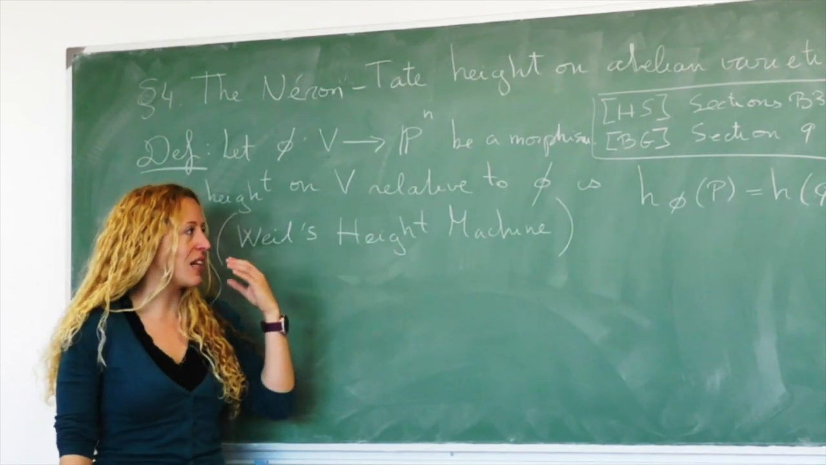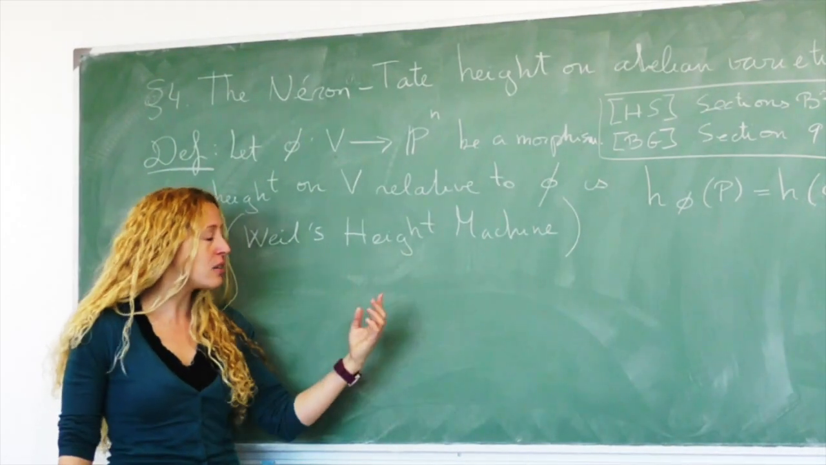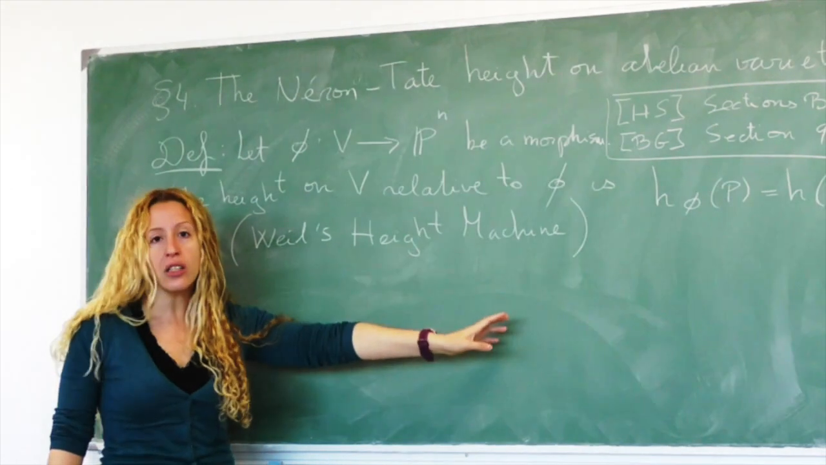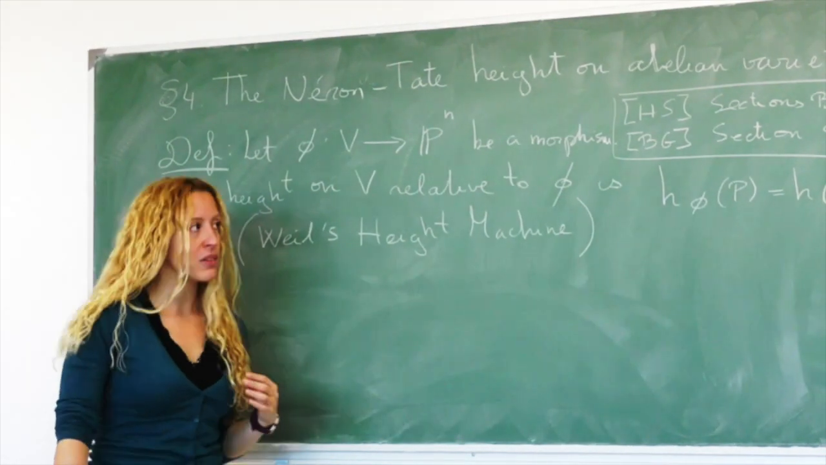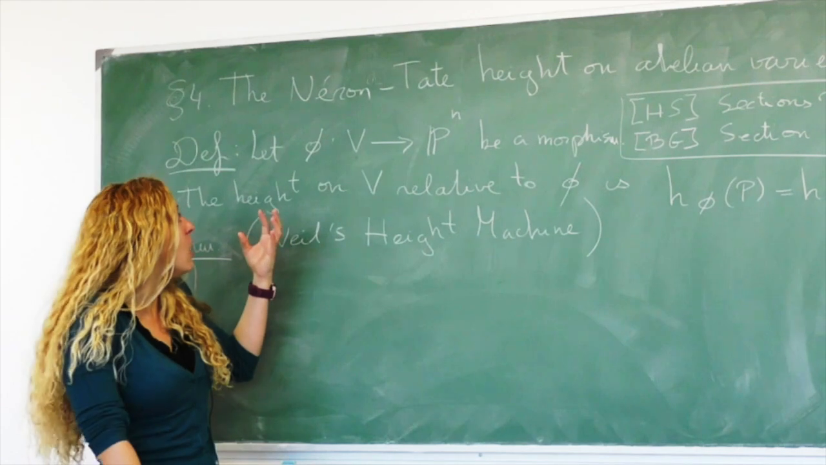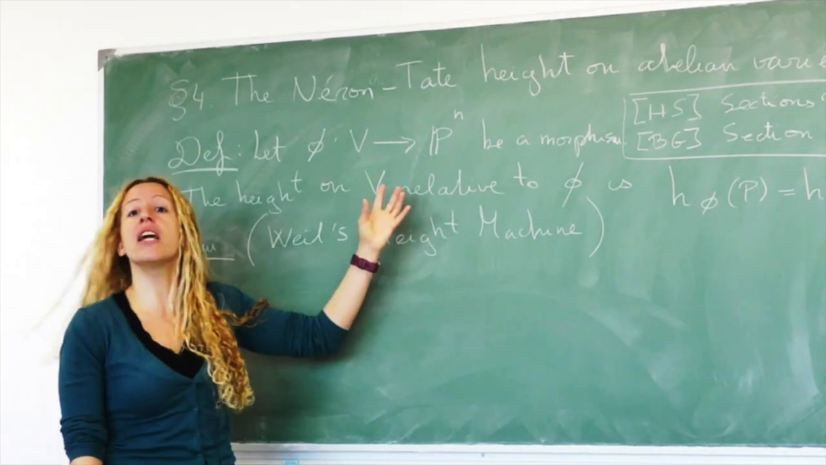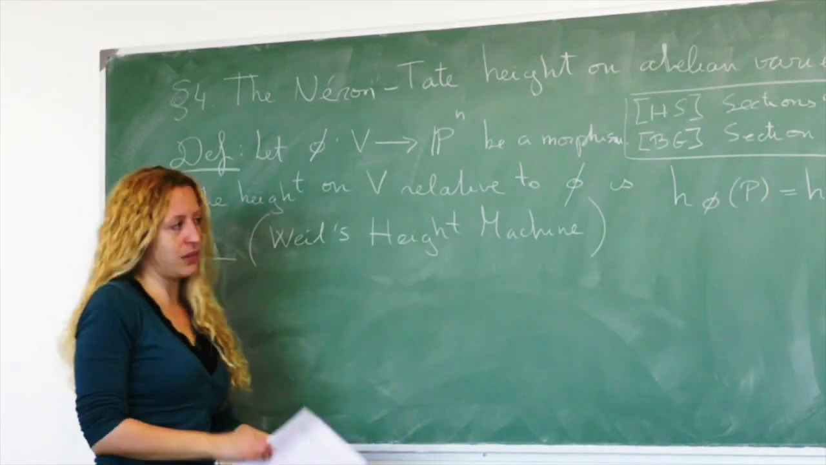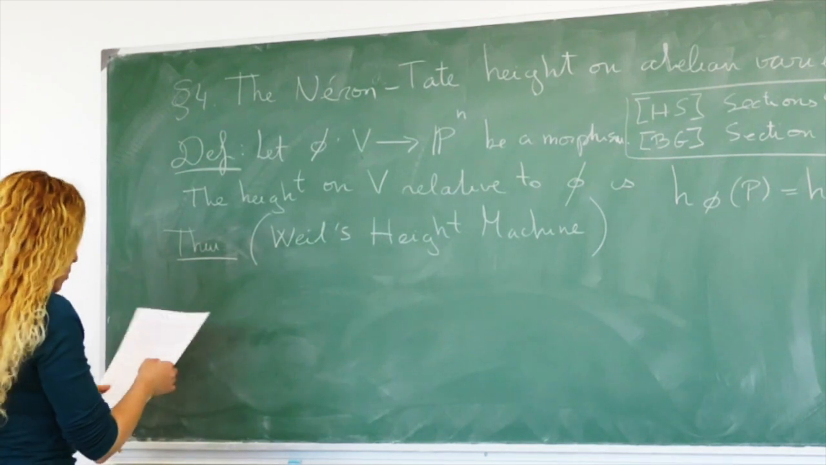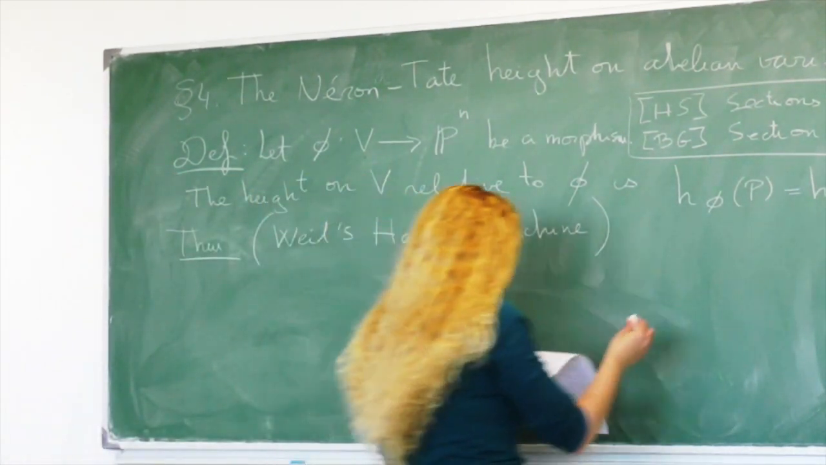Of course, later on we are going to choose the height that we like the most, or we are going to study the different properties of the heights that we produce with this machine, how they are related, and how we can read information about the variety by looking at the value of the height. Okay, so this theorem says the following.